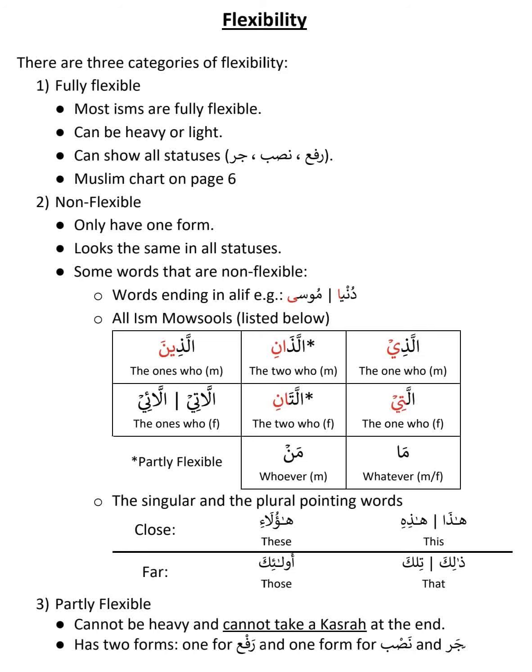These we're going to learn, but just remember these are examples of the non-flexible word. Also hada, dhalika. We're going to learn all this in detail, but remember, at this point in time, these are non-flexible words. That means hada: rafa is hada, nasib is hada, and jar is hada. Because every ism should have a status. Hada is an ism, and that should have a status, but it cannot show the status looking at the word.